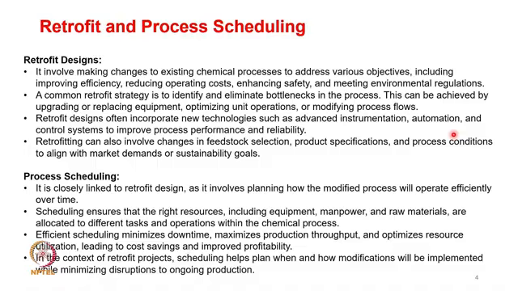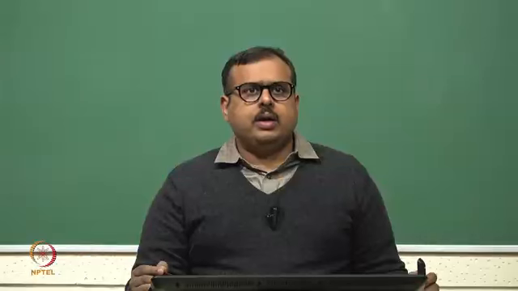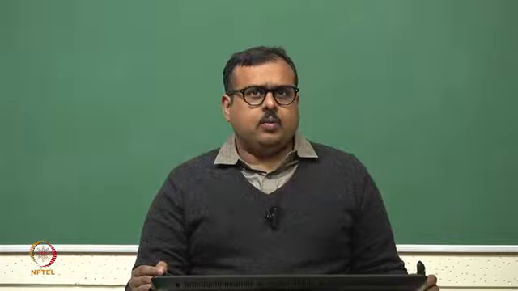Retrofitting involves changing the chemical process to address various objectives that include improving efficiency, reducing operating cost, enhancing safety, and of course meeting environmental regulations. A key principle always used in retrofitting is what is known as debottlenecking. Debottlenecking is to identify the bottlenecks and eliminate them in the process design. This can be achieved by upgrading the equipment, optimizing the process, or modifying the process flows, and so on and so forth.